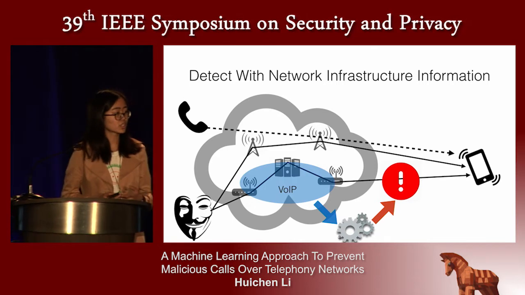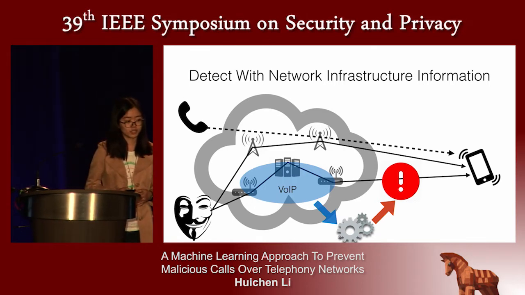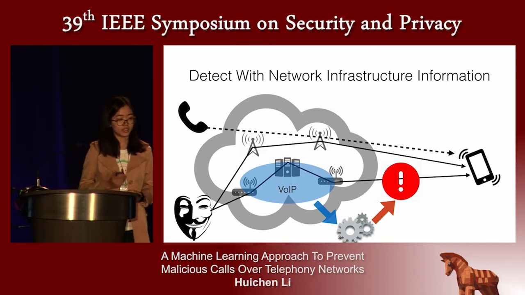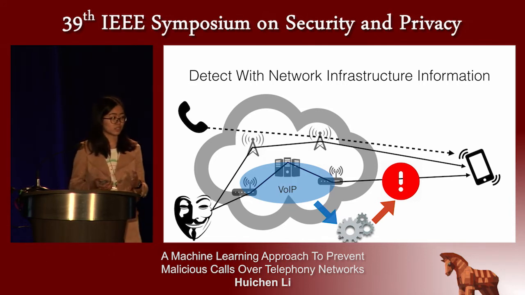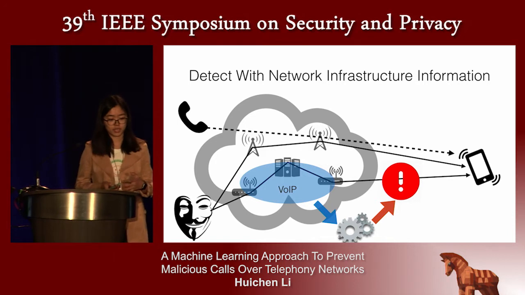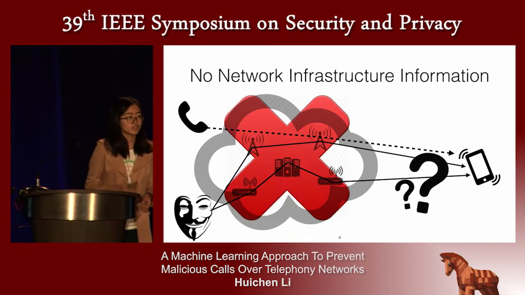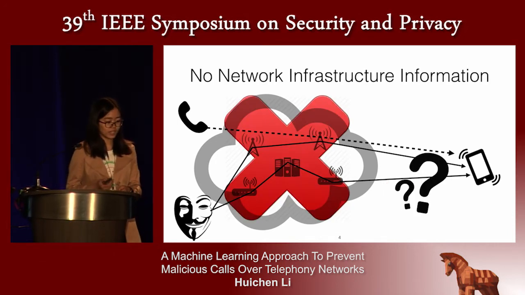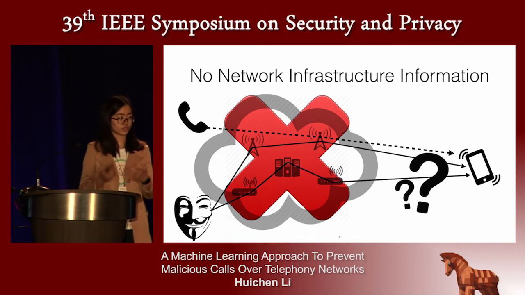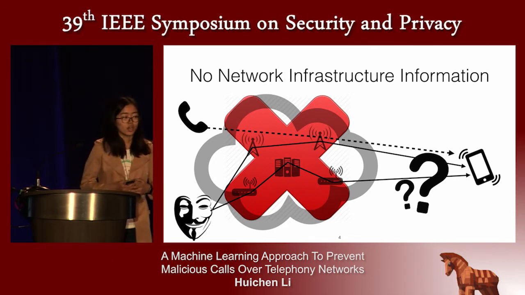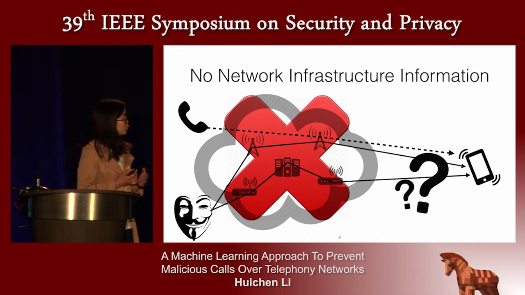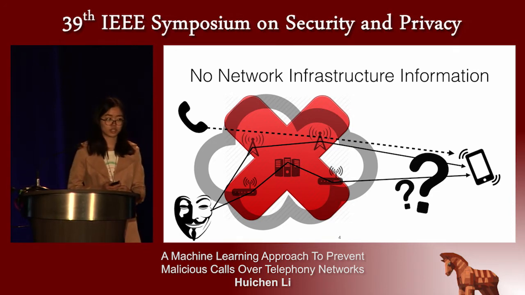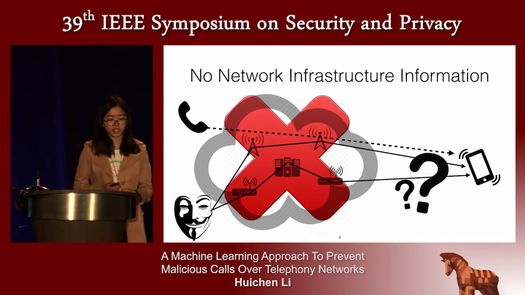Some previous work targets voice over internet protocol services, and they rely on network infrastructure information. They collect data from the routers and servers and make a prediction. But such information is not available when we consider a traditional telephony network. So the question is, if we don't use network infrastructure information, how can we make a prediction?